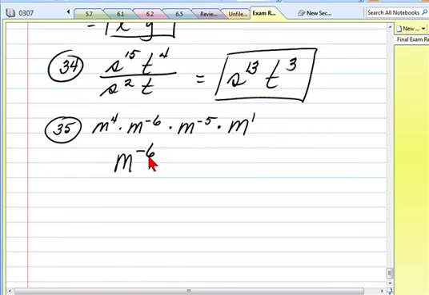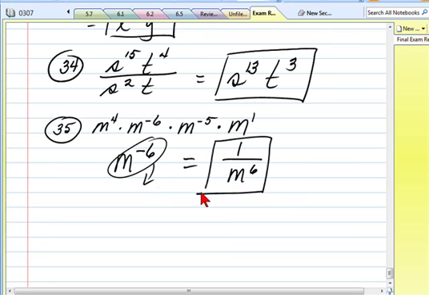Now, can you leave that as your answer? No. This says, please move me. This is 1 over m to the positive 6. So I don't take care of negative exponents till the last step of simplifying.